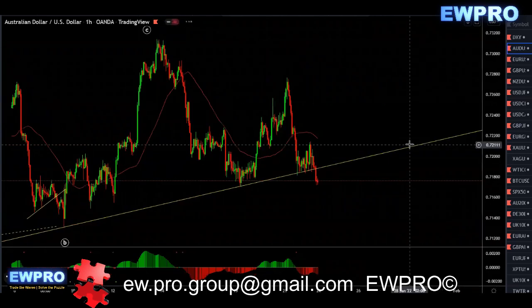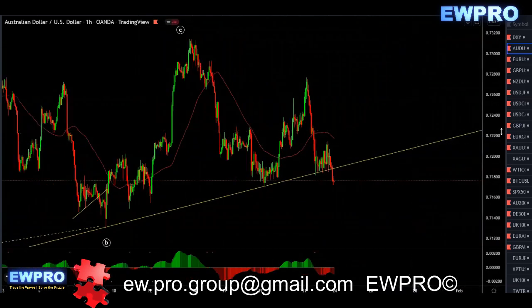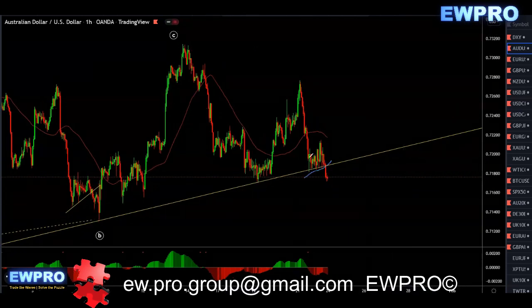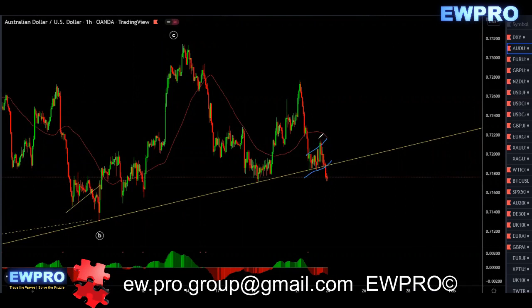So if I have a look on the H1, you're getting a nice bearish flag in here. If you took that, you'd have yourself a stop there, and you're looking for at least an A, B, C down to the 100 pip. Your first target would be that 100 pip.